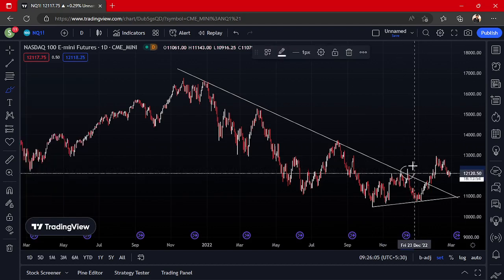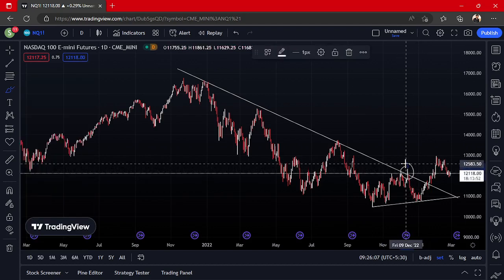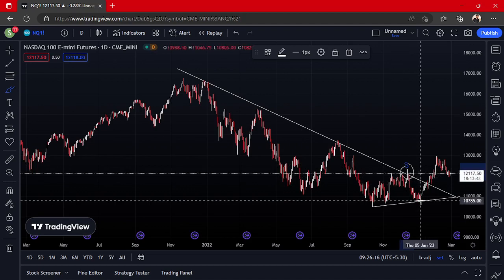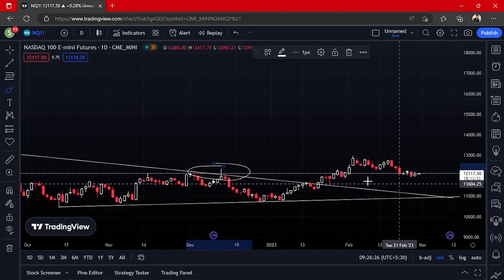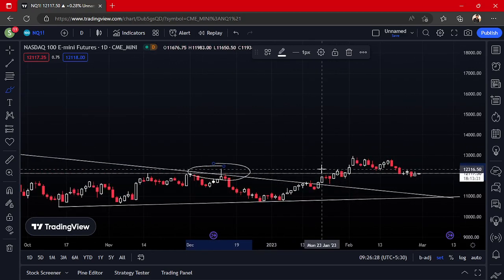It attempted to break once here, somewhere around 9th of December, I think, on yeah, on 13th of December it tried to break out, but then it failed and it came down. Good thing is it did not make a new low. This was a higher low and then it finally broke out here on, I would say, 23rd Jan. So now what do we do now that the long time downward trend line is already broken?